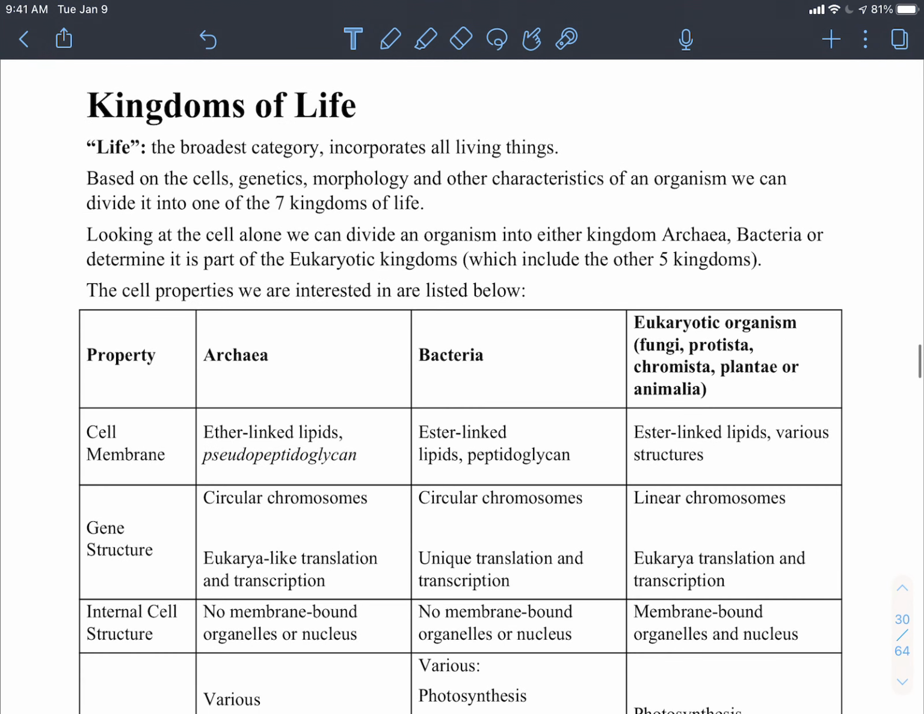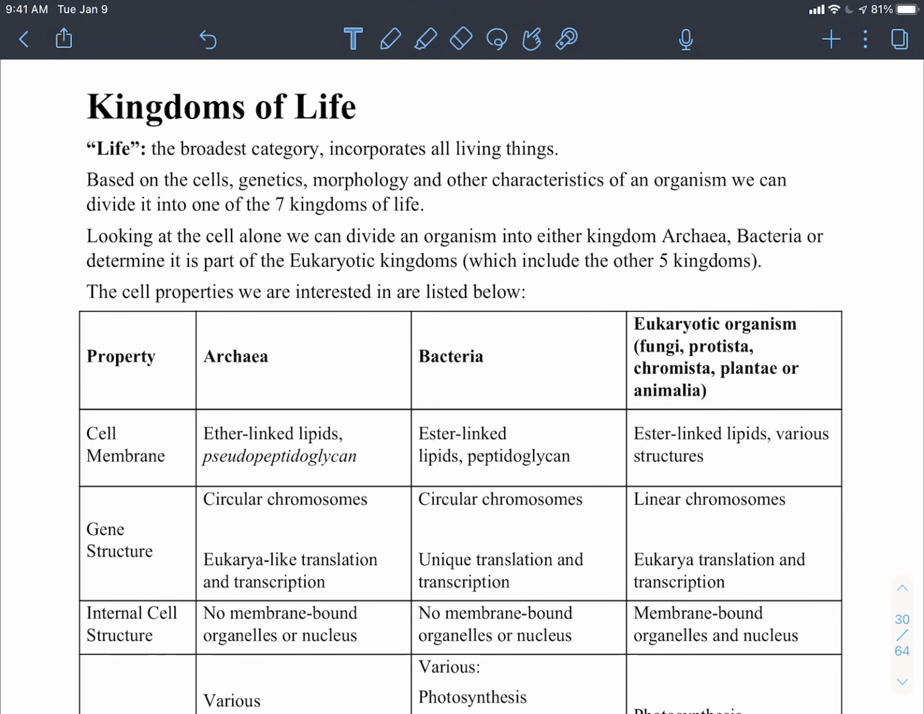So, life, the broadest category, incorporates all living things. We've discussed this already before. It's based on the cells, the genetics, morphology, and other characteristics. Then we take that and we divide it into 7 other kingdoms. If we looked just at the cells alone, we could even divide it into 3 parts, 3 kingdoms. Previously, these were called the 3 domains of life, and those are the archaea, the bacteria, and the eukaryotic.